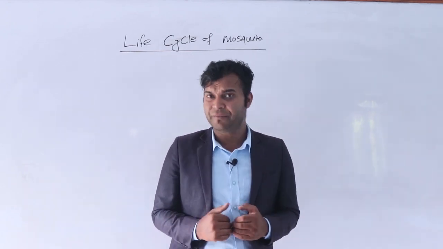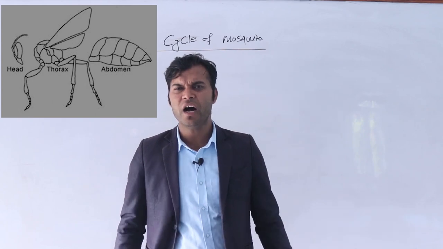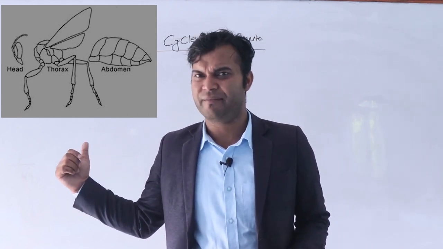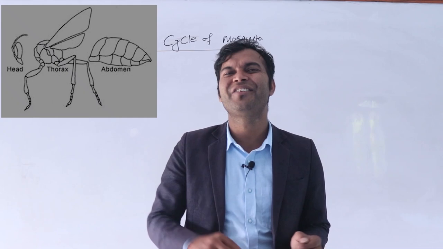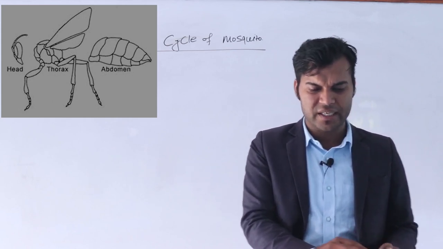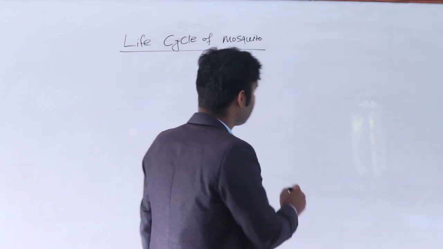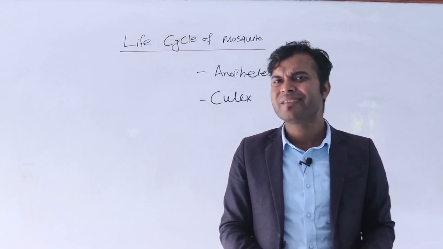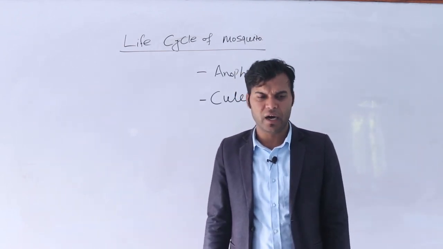A mosquito has external features. A mosquito contains three parts: the head part, the thorax part, and the tail part. You can see these three parts in the diagram. Two types of mosquitoes are found around us: the first one is Culex and the second one is Anopheles. These two types of mosquitoes are found in our environment in the spring season.